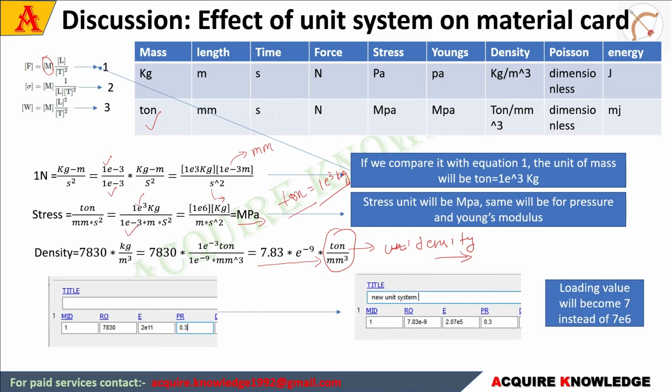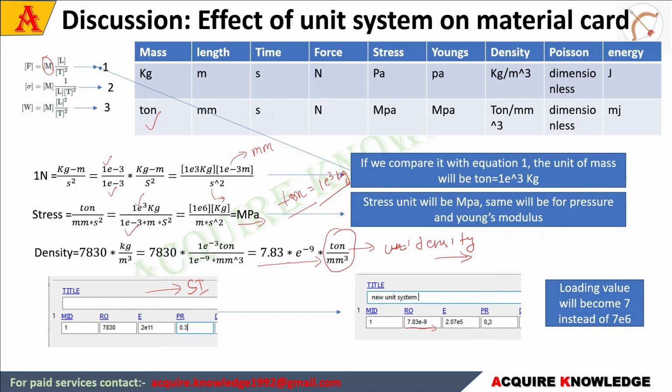Now just to show you, whenever you are entering values in the SI unit system, we enter 7830, 2e to the power 11, and 0.3 for modeling this problem that we initially discussed. Now, if we change the unit system to ton, mm, and second, we have to enter the values like this: 7.83e to the power minus 9, which is coming from here. Then the Young's modulus value that was given in Pascal, we have to reconvert into megapascal. So it will become 2.07e to the power 5.